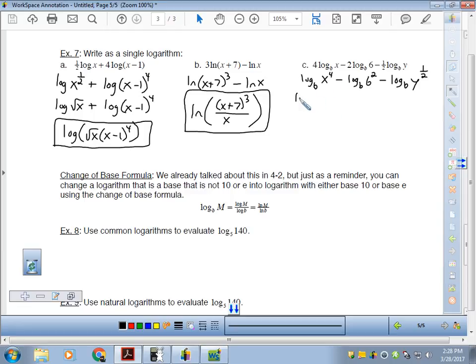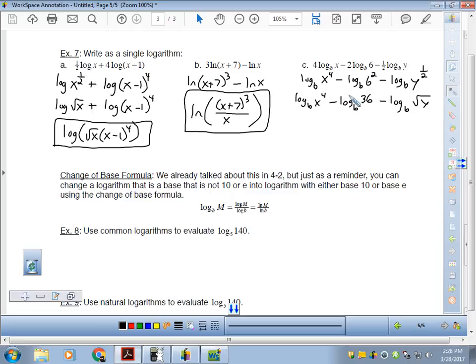And then I'm going to do a little bit of rewriting. This is log base b of x to the 4th minus log base b of 36, because that's what 6 squared is, minus log base b of square root of y, because square root of y is what y to the 1/2 power is.